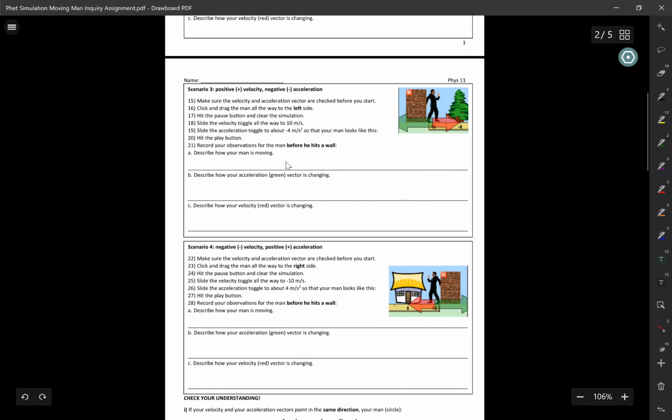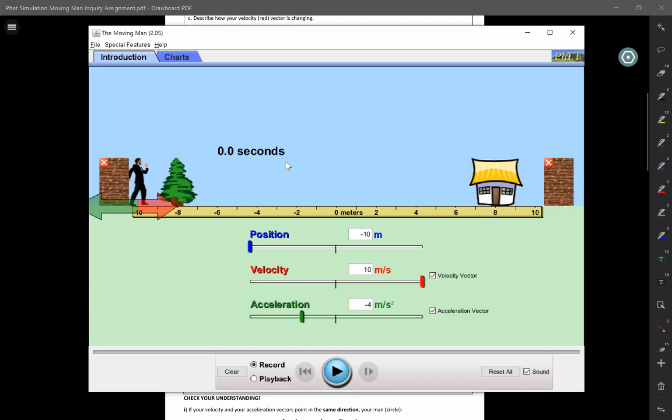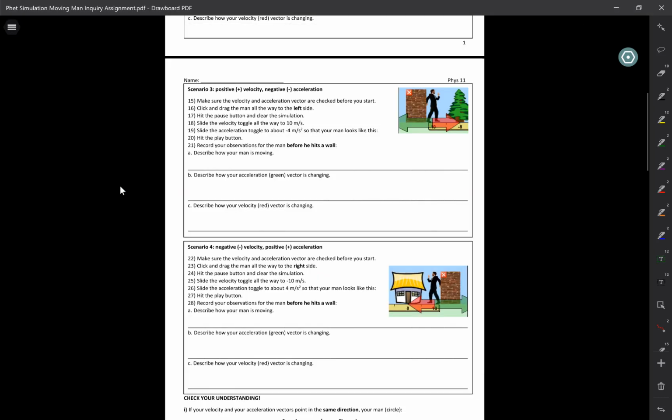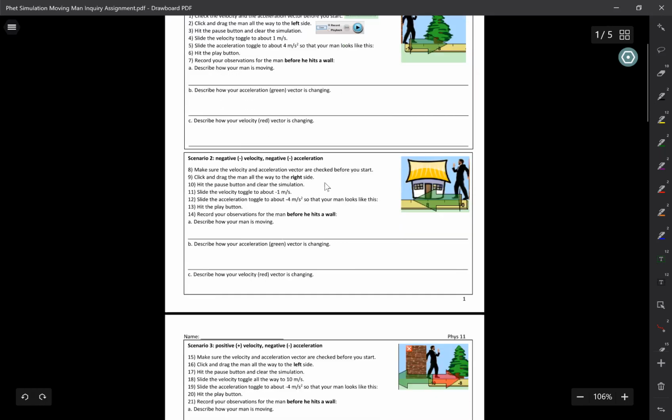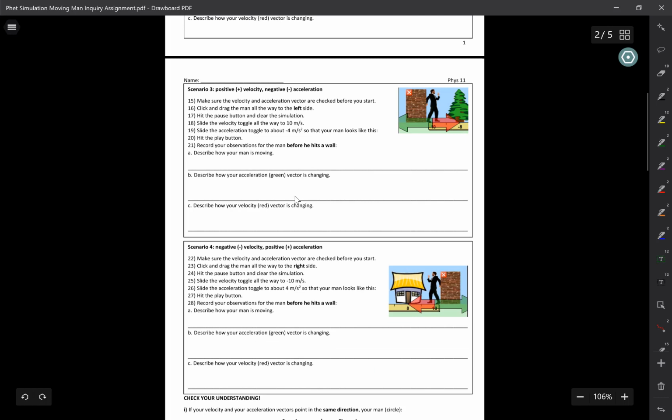Alright, so I'm going to let you do that. It's exactly the same instructions as before. You press the play button over here, see how he moves, and wait until he hits a wall. Describe how he's moving, what the green vector's doing, what the red vector's doing. Notice I gave you a little bit more space. Hopefully not that much space. I'm so sorry. But there is a little bit more you might see, so heads up.